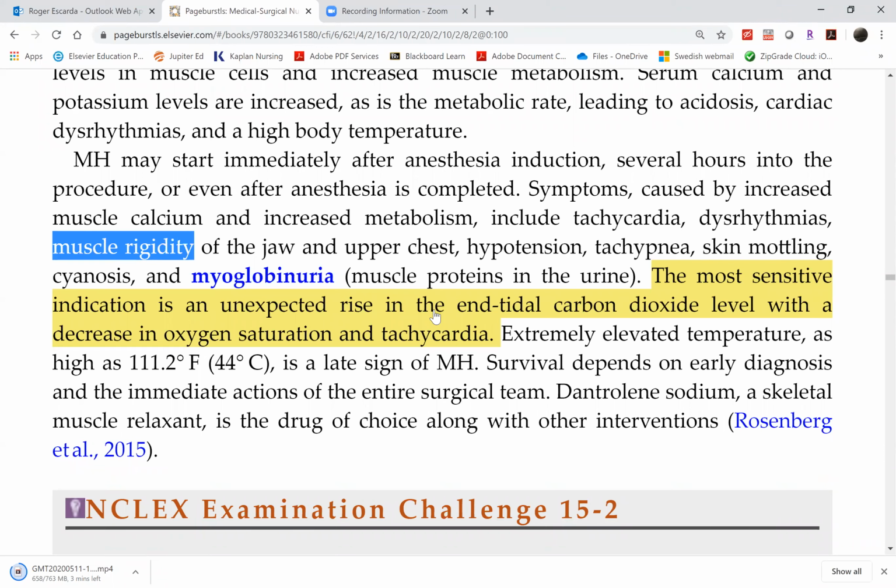And you know how our body produces heat, right? We produce heat by shivering or by muscle contraction. So the more the muscles contract, the more heat you generate. Since this is done by every single skeletal muscle in the body, you can imagine the level of the temperature that will be generated. In addition to that, there will also be an unexpected rise in the end-tidal CO2.